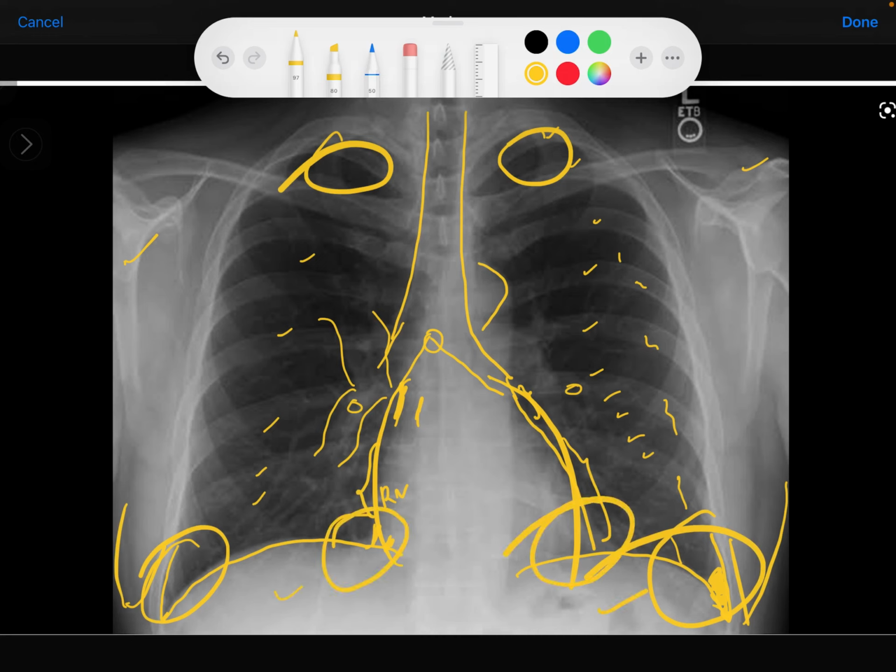Then below the diaphragm. Don't forget to look below the diaphragm, because there can be perforation of the bowel, and you can see air under the diaphragm. You should not miss this, because this is an emergency. So you need to look below the diaphragm also.